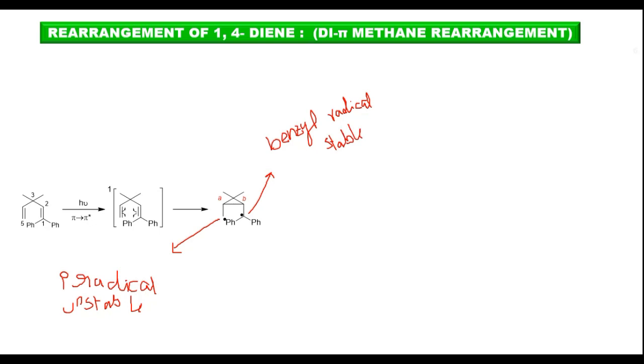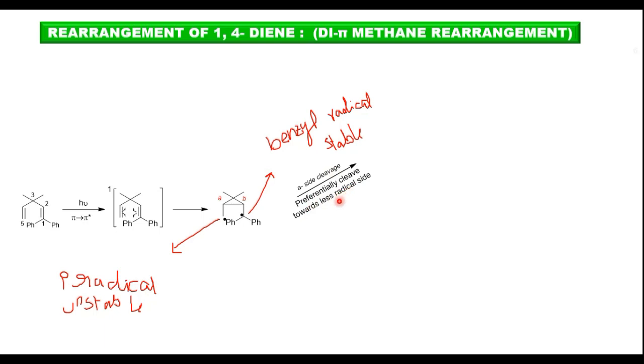Now, friends, you see two possibilities. You can cleave this bond or this bond of the cyclopropane ring, the A bond or the B bond. Here this radical is an unstable radical, whereas this radical is a stable radical. The rule is that you always cleave the bond towards the unstable radical side. So A side cleavage is going to be preferential, towards the less stable radical side.